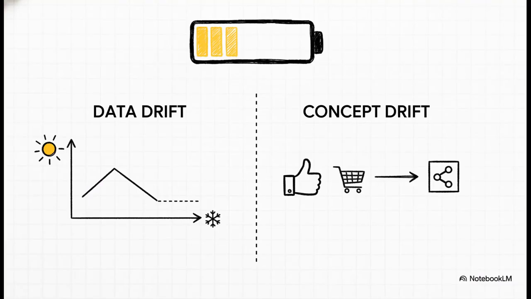You see, over time, all models degrade. This is a phenomenon called drift. There's data drift, which is when user behavior simply changes. Think about summer shopping habits versus winter shopping habits. But then there's concept drift, which is way more subtle. This is when the meaning of the behavior changes. What signaled a likely purchase last year might not mean the same thing today. And if you're not constantly monitoring for these silent killers, your model's performance will just slowly die.